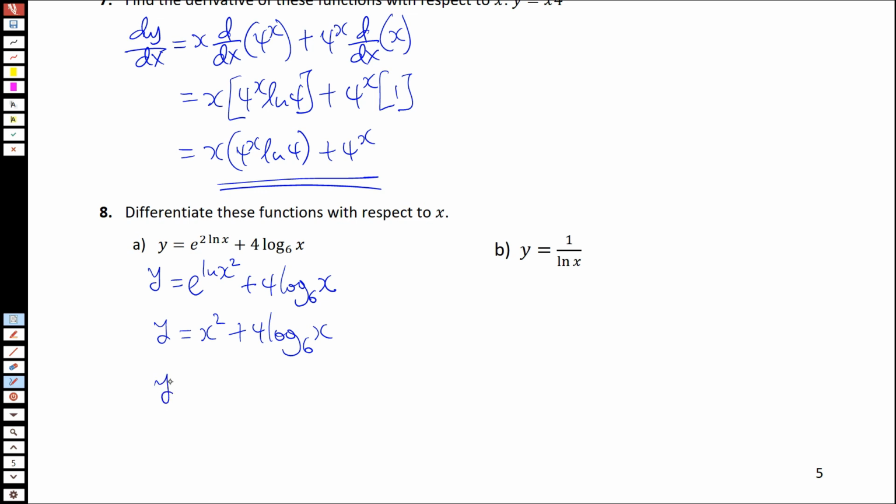So we can go ahead and find the derivative of this. So dy over dx will be equal to 2x plus, now 4 is just a constant. The derivative of log to the base 6 of x, as I showed you previously, is same as 1 over x ln 6, because the base is 6. So we can simplify our solution as 2x plus 4 over x ln 6.